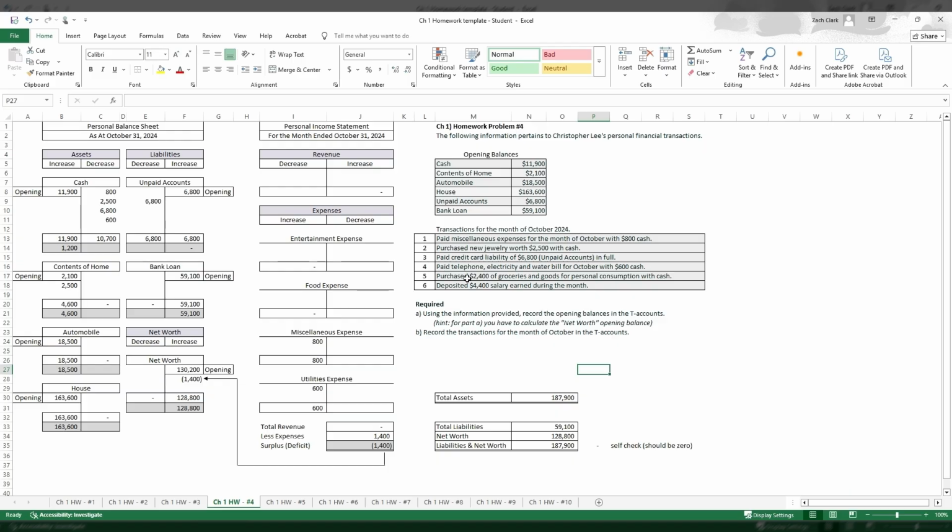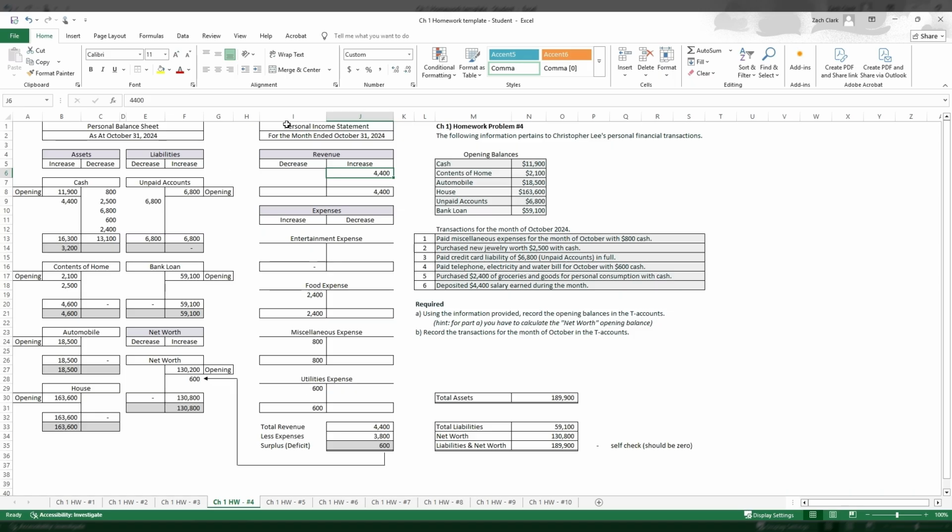Now number 5 says we purchased $2,400 of groceries and goods for personal consumption with cash. So we do one more cash decrease. And that brings us, let's see here, our food expenses, the account that we're going to use for recording that expense. And then we deposited $4,400 of salary. So that will be an increase to cash of $4,400. And we're going to record that as revenue here. And we're going to put that on the increase side.